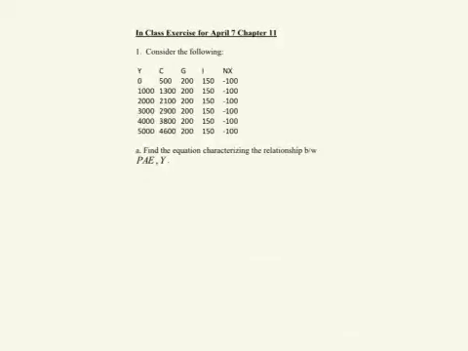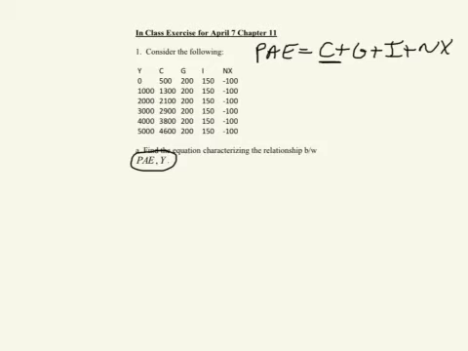Alright, so we're after the equation that characterizes the relationship between spending and income. And I know that equation is going to be planned aggregate expenditures equal to consumption, government spending, investment, and net exports. So I'm going to start with consumption. And I have all the information I need right here to get the consumption function. That is consumption as a function of income.